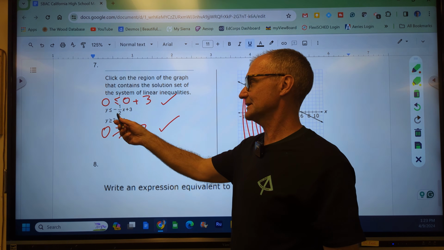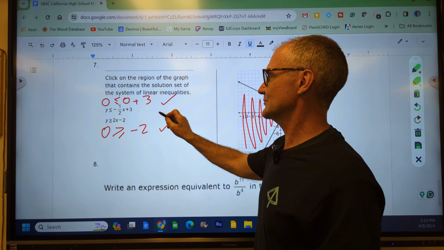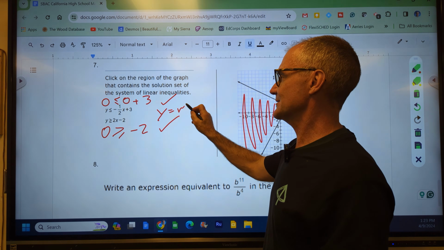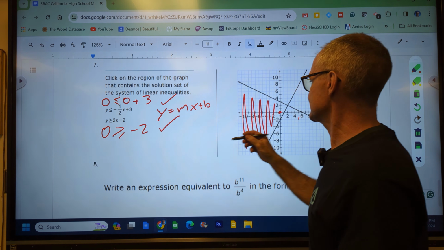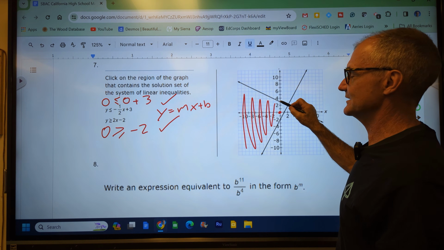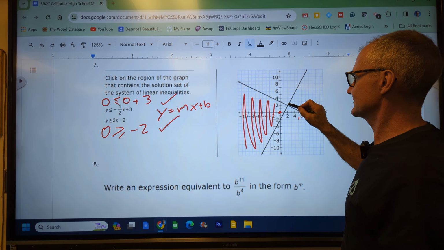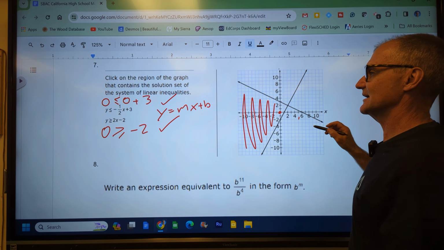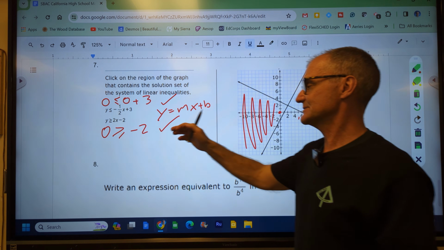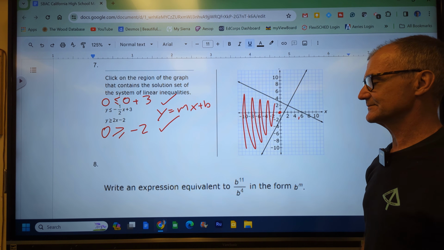Just a quick review on lines. This is written in the form y equals mx plus b. b is 3, so that would mean it has a y-intercept of 3. Rise 1, run negative 2. So that would be that if it was a solid line. And then the less than portion means you shade everything below it.